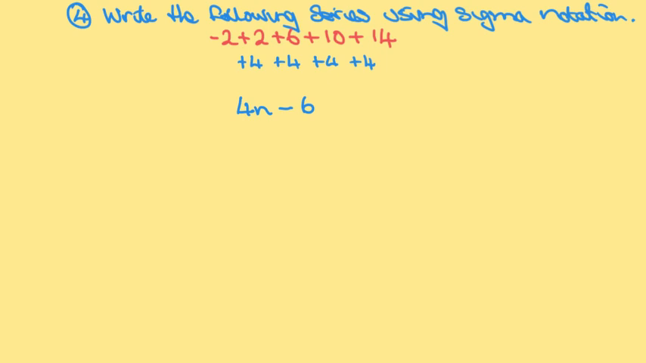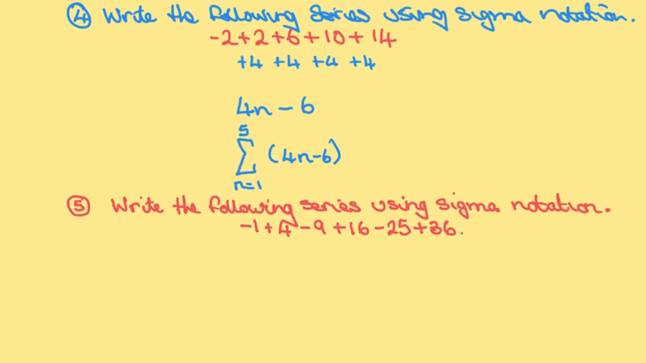Therefore, using sigma notation, we can write sigma 4n minus 6 from n equals 1, and there are 5 terms in the series, so up to n equals 5. Question 5. Write the following series using sigma notation.